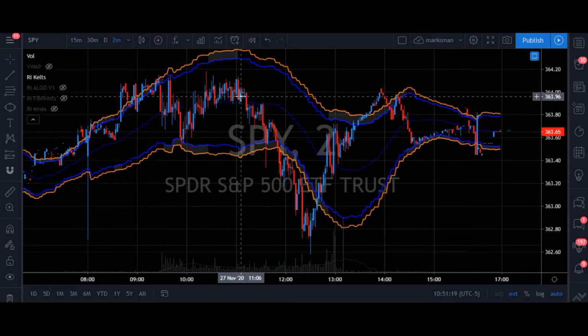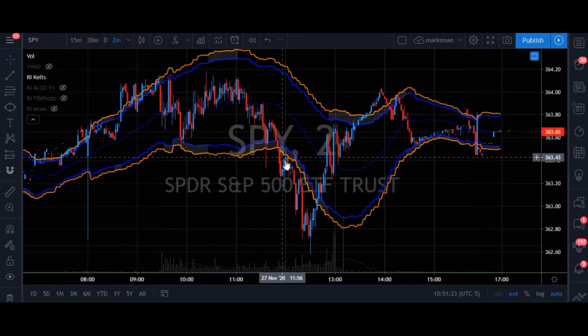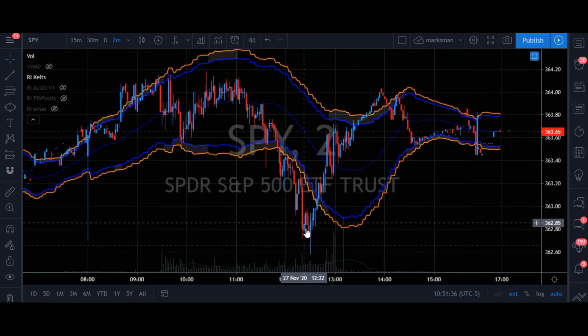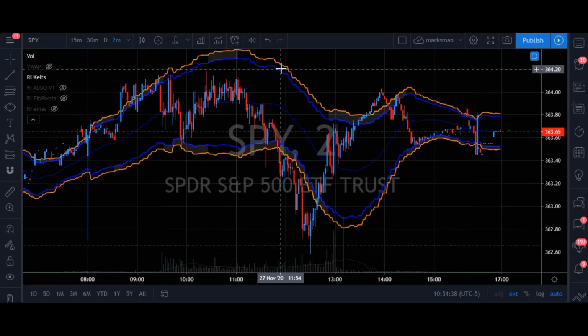Just kind of flirts along, going sideways along that mid before it finally breaks down, and then we start to break out of the Kelts. Once you break out, you're going to be looking for a rejection level of that bottom, and then it just continues down hard once it has that, because it could have easily broke back in, but we rejected and just decided to fall down.